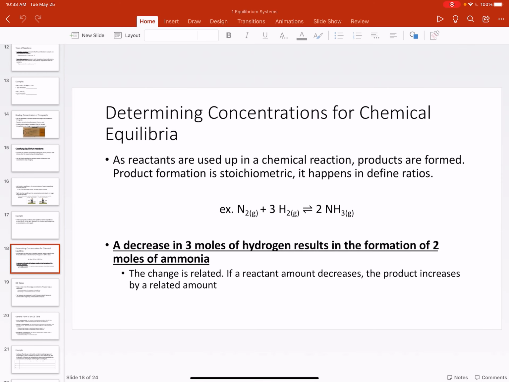Hi everybody, welcome back to the Introduction to Equilibrium Systems. This portion is going to describe the mathematical context of it. Because we said we can't use a stoichiometry mole ratio to calculate concentrations, we have to use another technique.